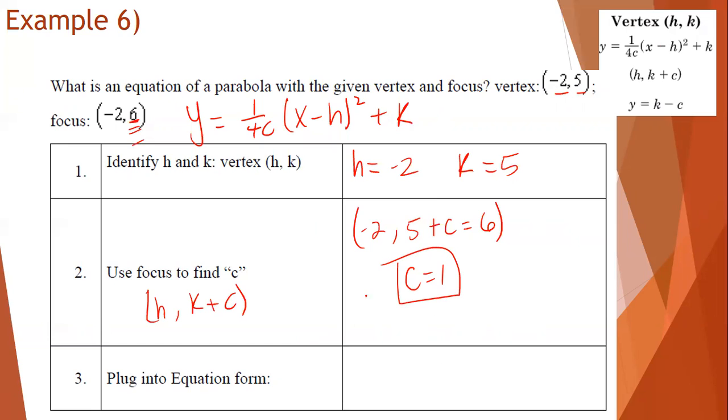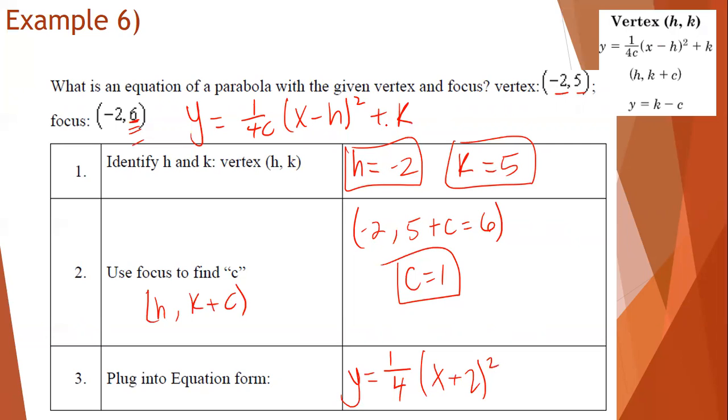All right. So do I have all 3 of my variables to plug into my equation? Yes. So y equals 1 over 4 times c. And what is 4 times c? 4, times x minus h. What is minus -2? Plus 2, plus k, which is 5.